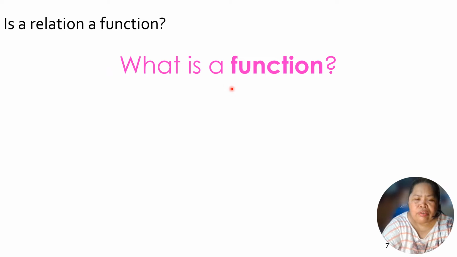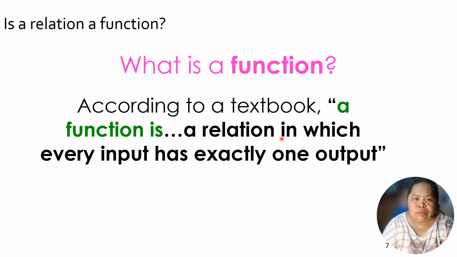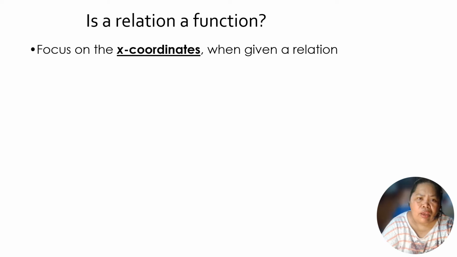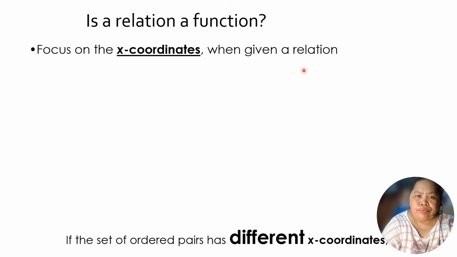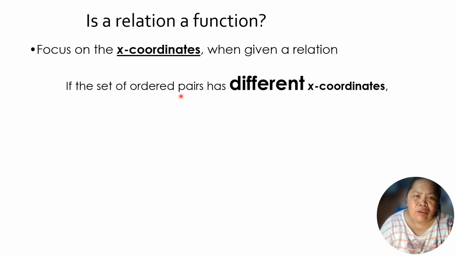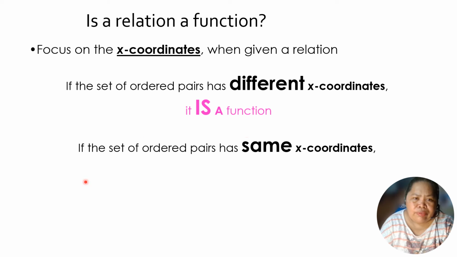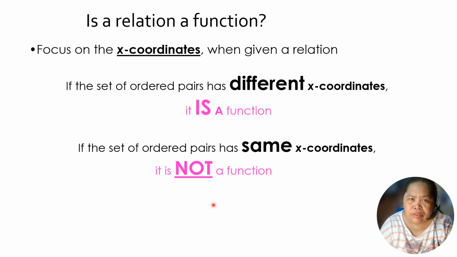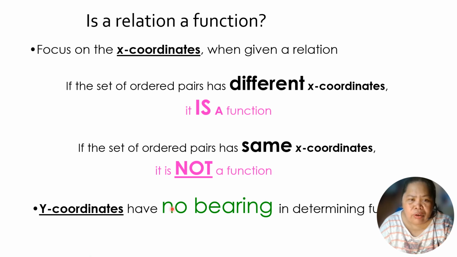What is a function? So, let's define it first. According to a textbook, a function is a relation in which every input has exactly one output. Okay? Now, focus on the x coordinates when given a relation. If the set of ordered pairs has different x coordinates, it is a function. If the set of ordered pairs has the same x coordinates, it is not a function. So y coordinates have no bearing in determining a function.